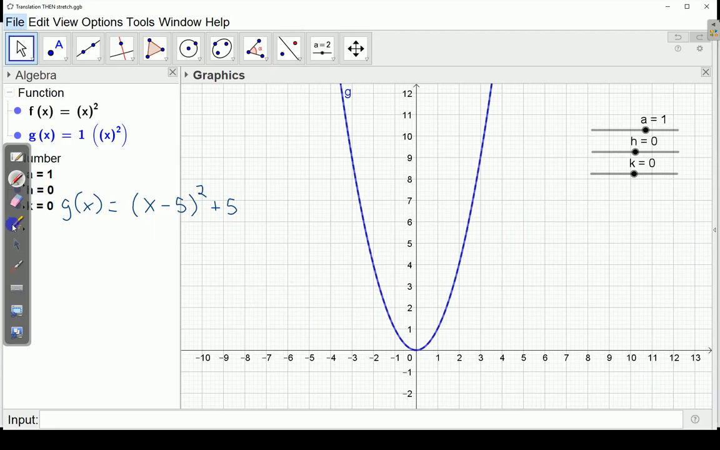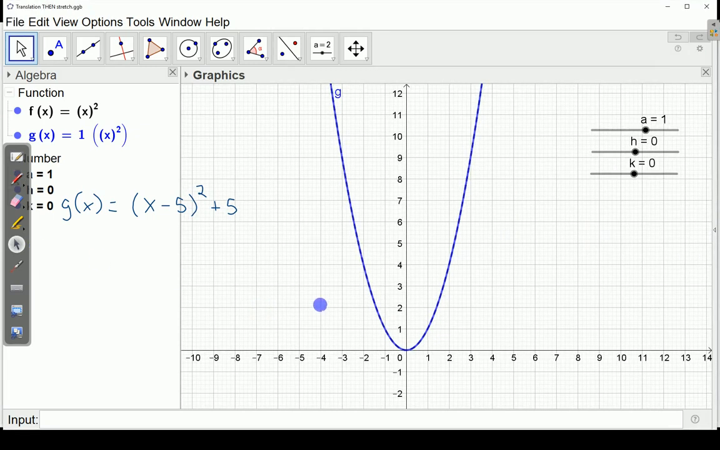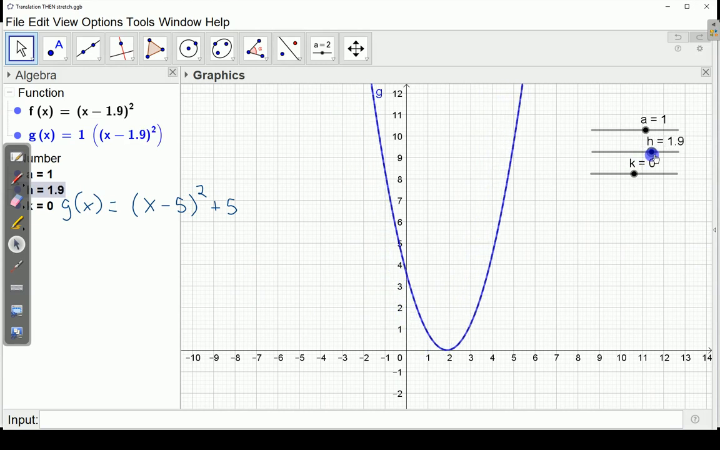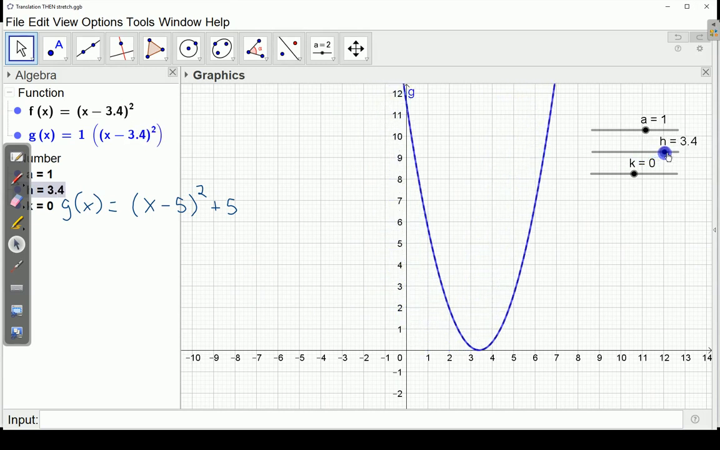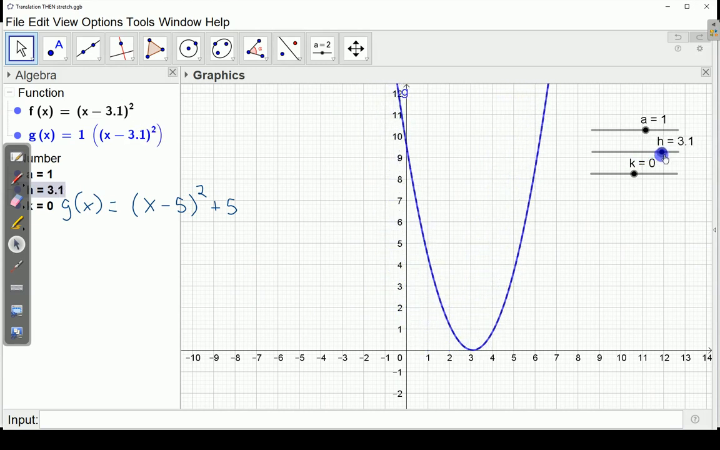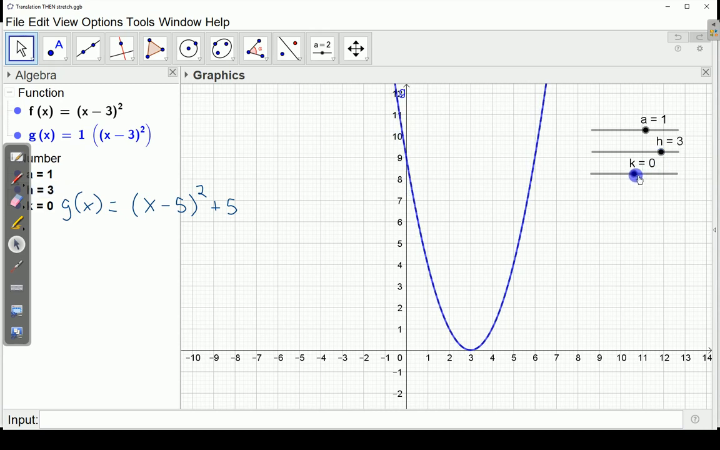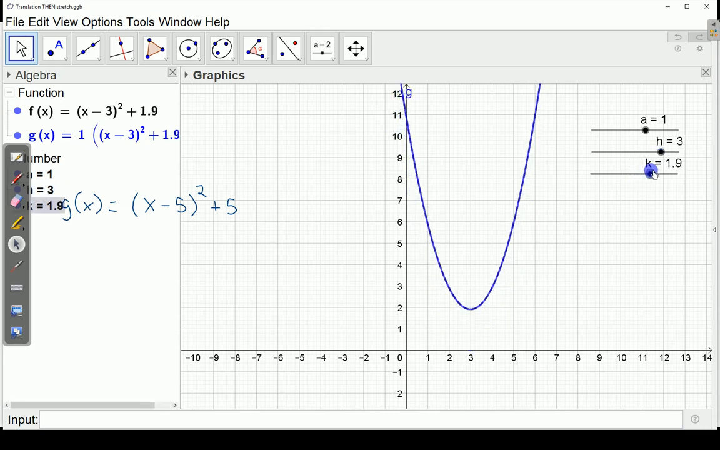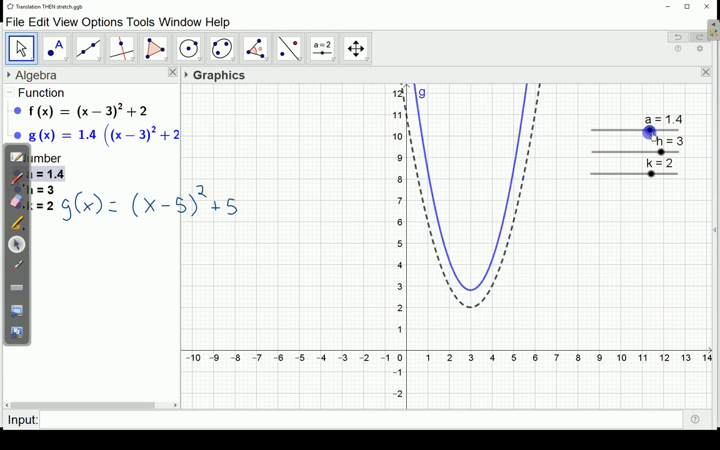So, here is a parabola, and if we move it side to side, I don't think I can quite go over 5 here, but we'll say let's go over 3. That'll at least give us an idea. And if I go up a little bit, so I translated it first. Now if I change this a value and I stretch it vertically, take a look at what happens.